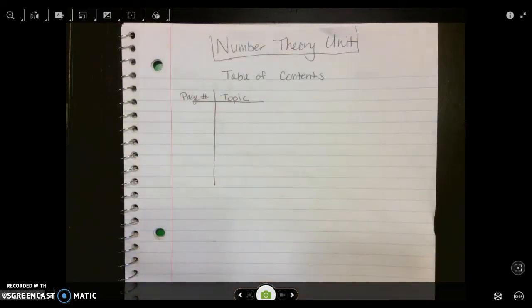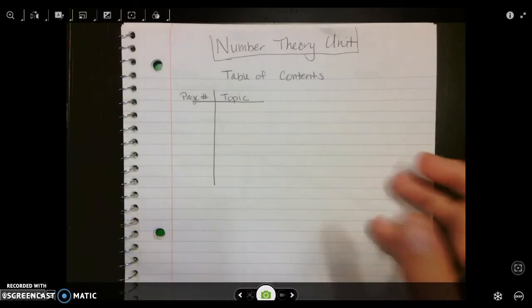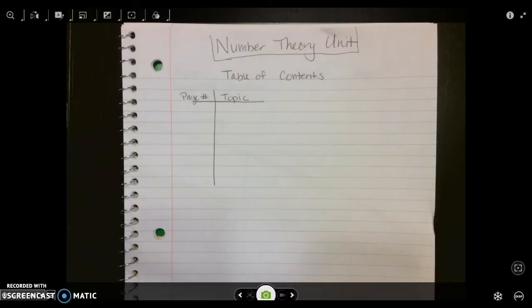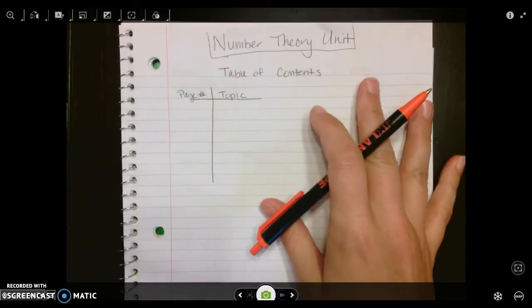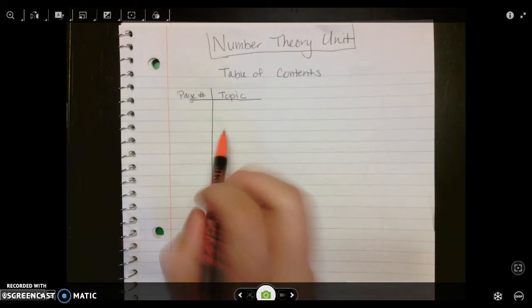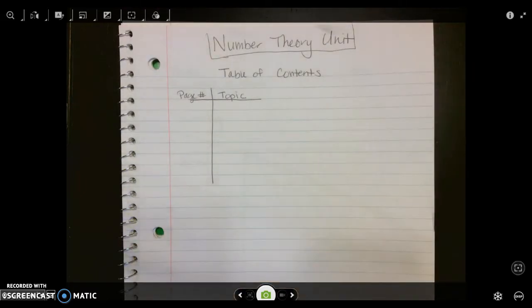Now, some teachers will have these pages removed, some teachers keep them in. It doesn't really matter what happens as long as the table of contents is easily accessible and that students can use this to reference whatever information that they need.